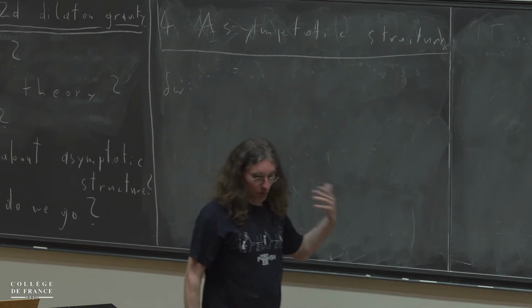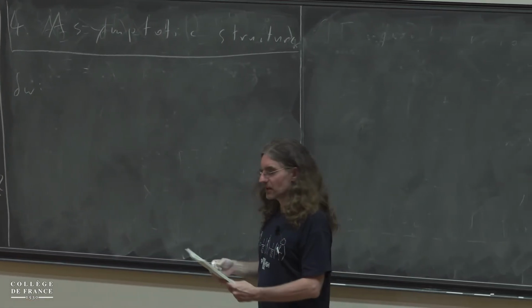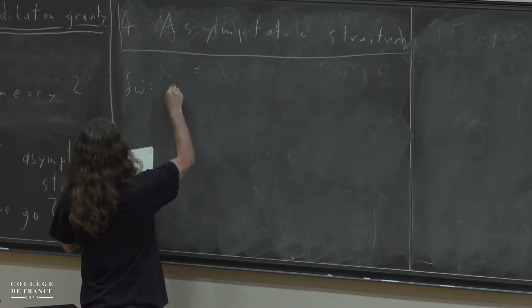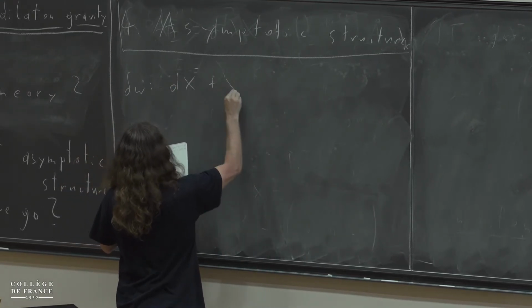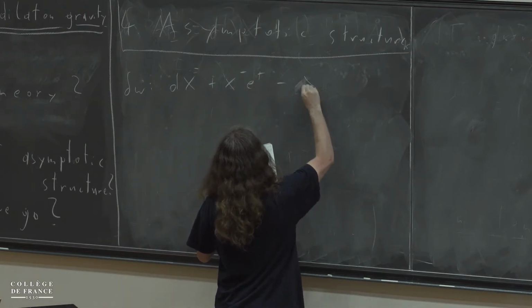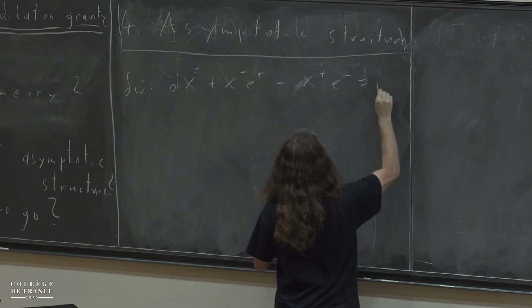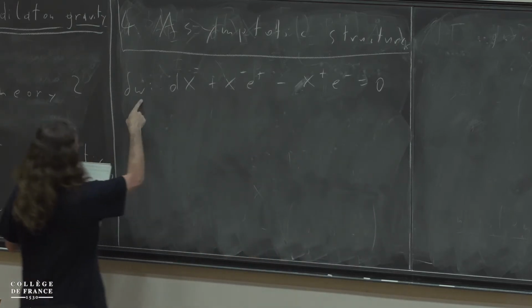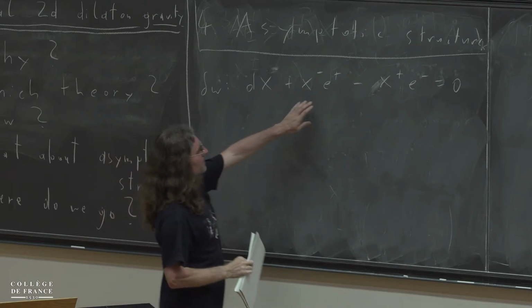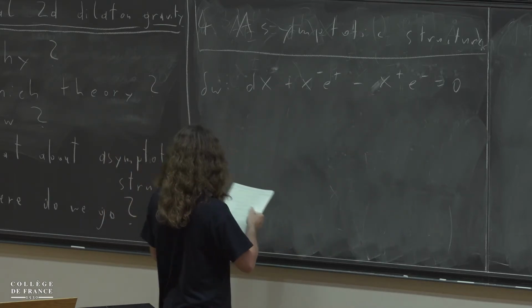And as a first step, let's solve the equations of motion to get a better understanding of how the geometries that we're dealing with look. So I just write them down. That's again a simple exercise to vary the action with respect to all the fields. So if we vary with respect to the spin connection, we get dx plus x minus e plus minus x plus e minus is equal to 0.